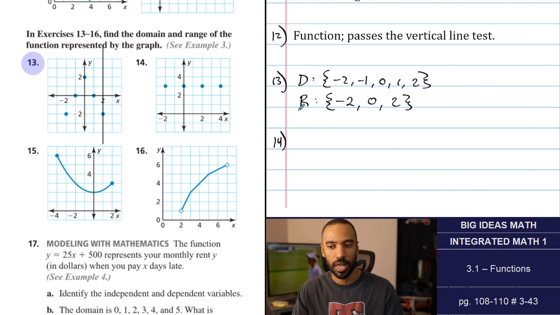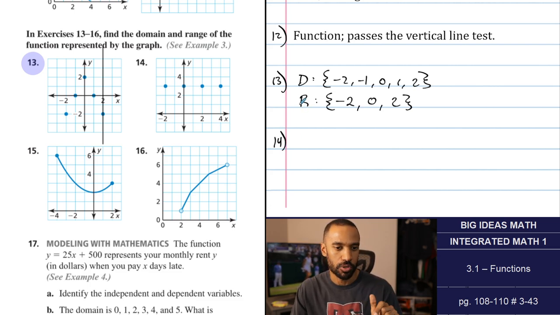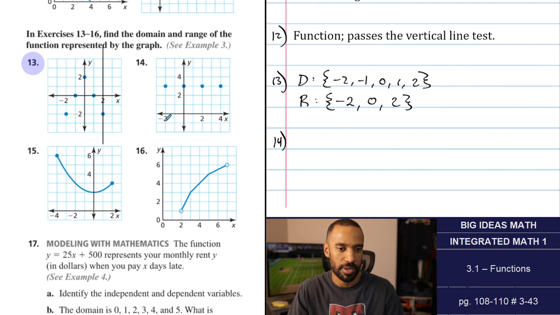Number 14, I'm going to do less as far as the describing of it. I think you just saw it right there, but my x values seem to be negative 2, 0, 2, and 4. So let's write the domain on those.